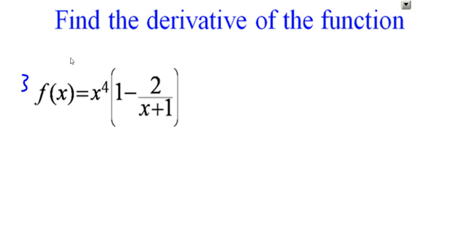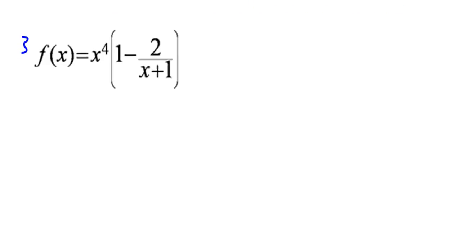What we're going to do today is go through some derivatives, and we're going to specifically look at the product rule and quotient rule. Here, I have a couple of functions that we're going to take the derivatives of. Here we have a function where we have x to the fourth times the quantity 1 minus 2 over x plus 1.